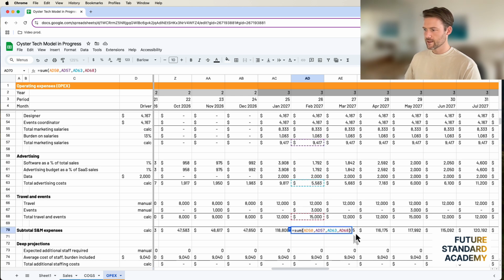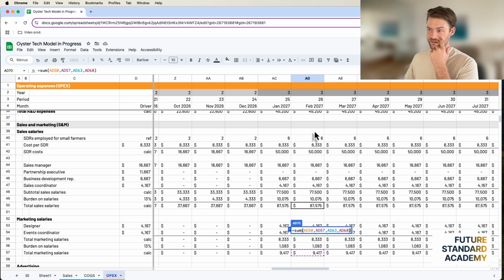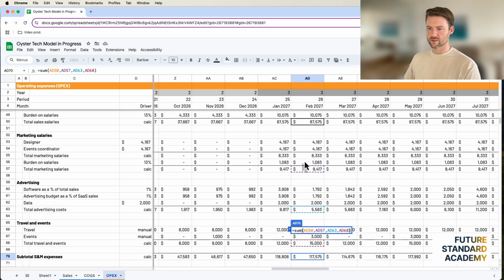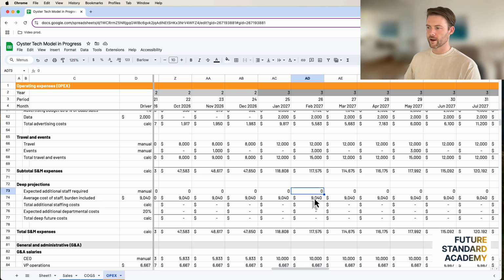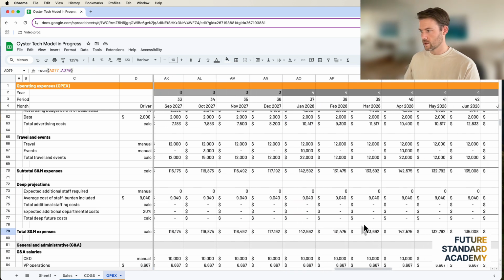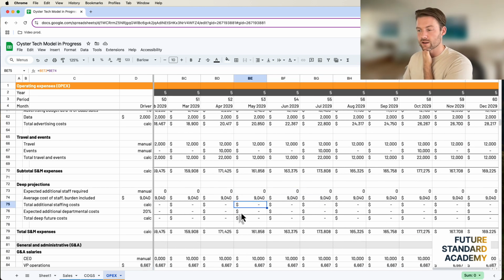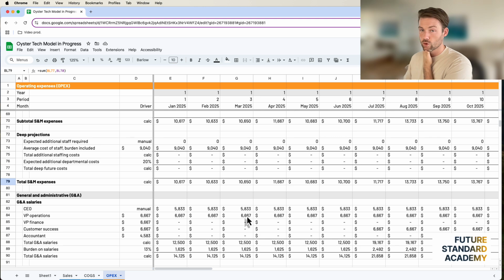Okay, same deal. Sometimes I like to check the formulas here just to make sure, because if I copied something wrong, it would show up here. So what we're saying is total sales salaries, total marketing salaries, advertising, travel, and events, it's all going to sum up to this. I don't need any additional deeper projections at this point, so the subtotal is the total. Down the way here, I actually didn't add any deeper projections for sales and marketing at all. So there we have it. We know the team for the next 5 years. Quote unquote know it.